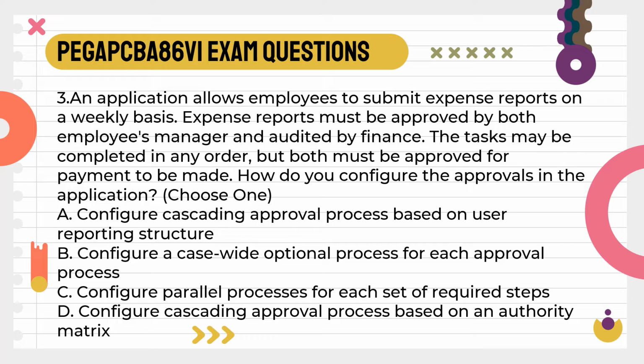Choose 1. A. Configure cascading approval process based on user reporting structure. B. Configure a case-wide optional process for each approval process. C. Configure parallel processes for each set of required steps. D. Configure cascading approval process based on an authority matrix.